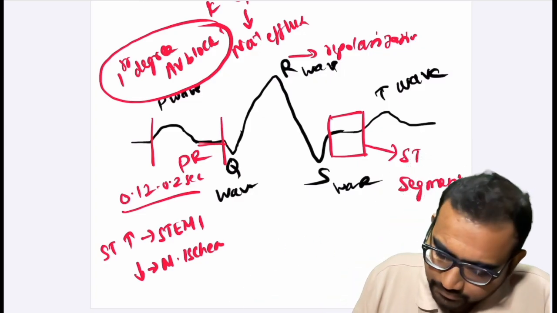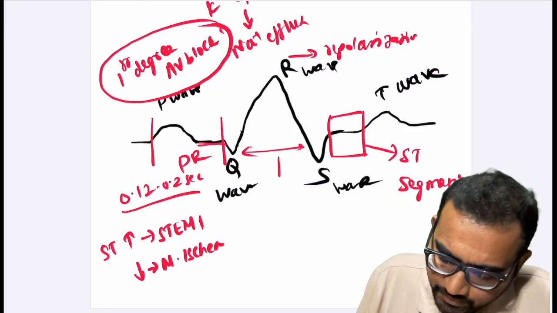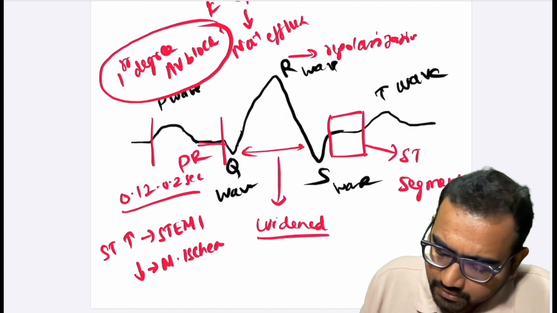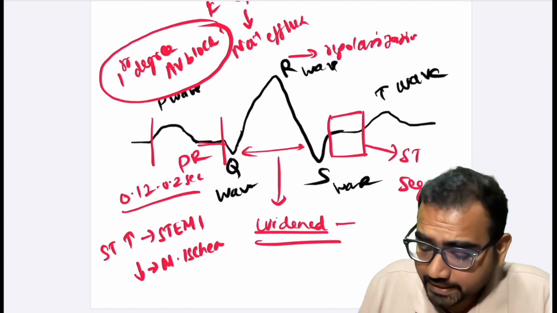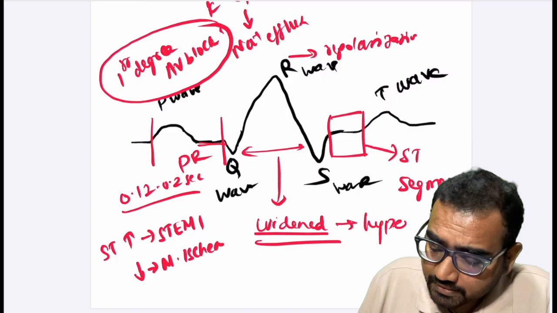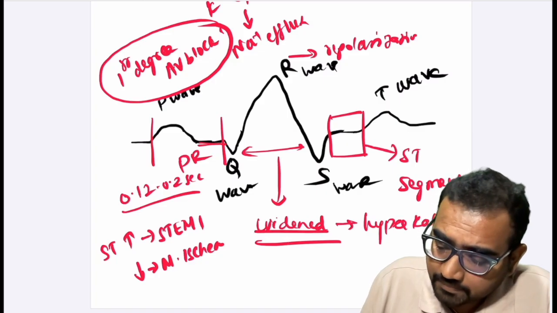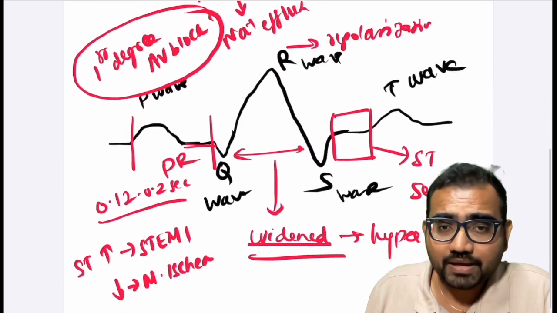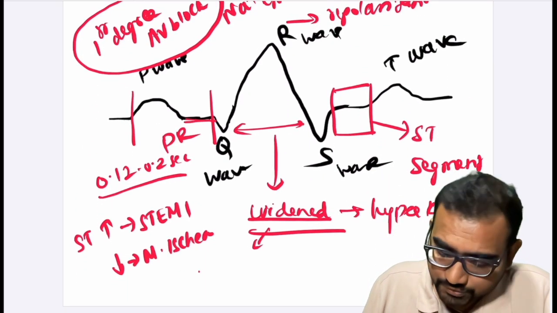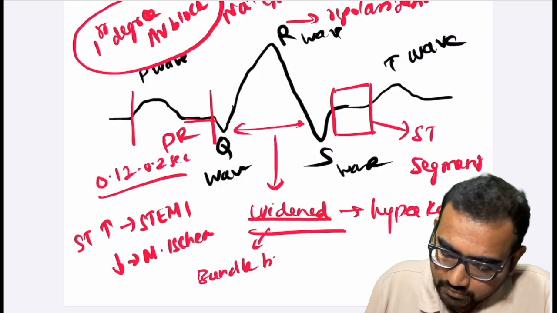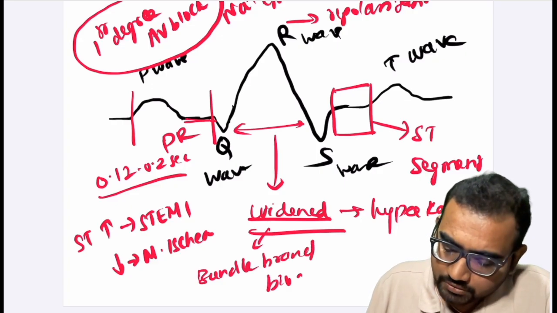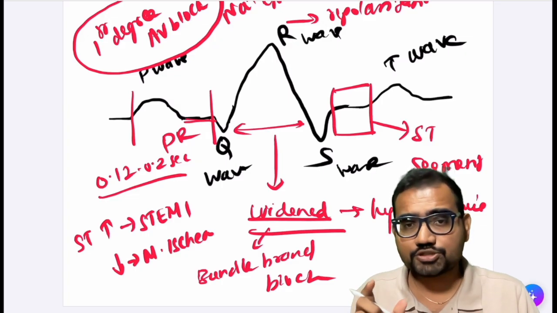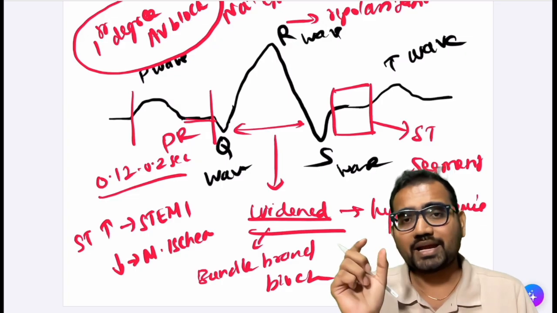Okay, now the next one is the QRS segment. A widened QRS segment indicates what is called hyperkalemia. Widened QRS segments indicate hyperkalemia and bundle branch block. So till now we talked about the PR interval, the QRS complex, that is the duration of the QRS complex if it is prolonged, what we see, and we saw the ST segment.